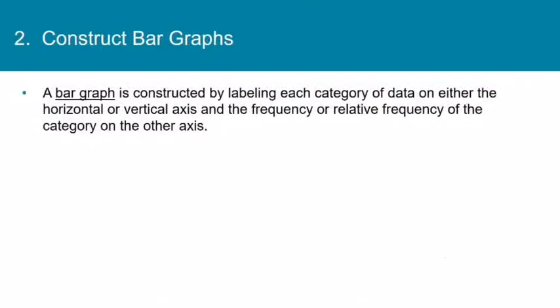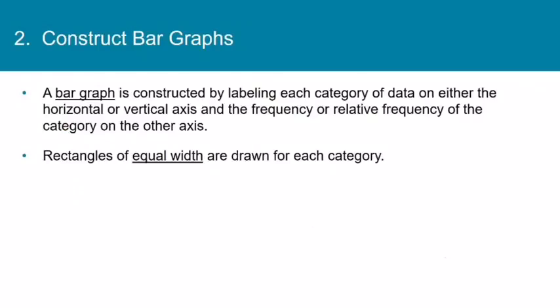Now let's talk about bar graphs. A bar graph is constructed by labeling each category of data on either the horizontal or vertical axis, and the frequency or the relative frequency of the category on the other axis. Typically, the way we see it is with the bars going up, and so the categories will be across the bottom, and the frequencies will be up the vertical axis.